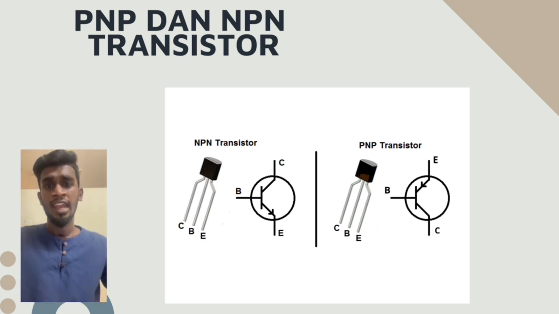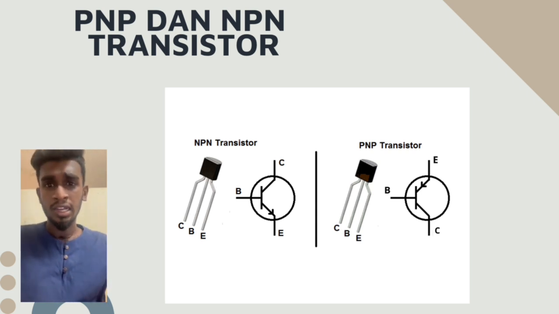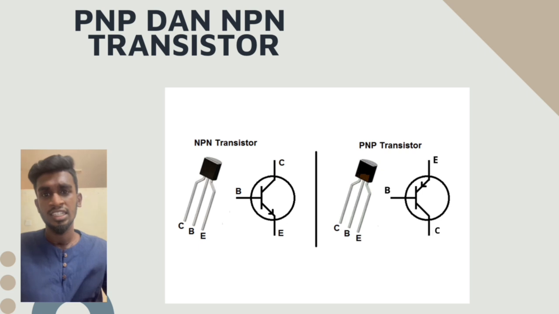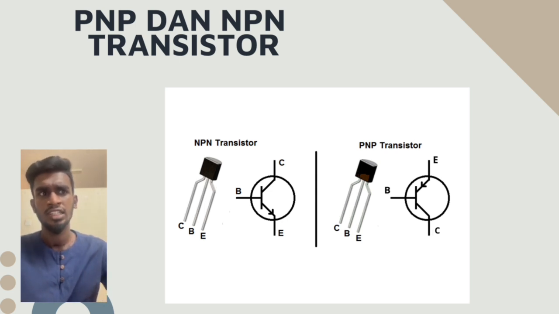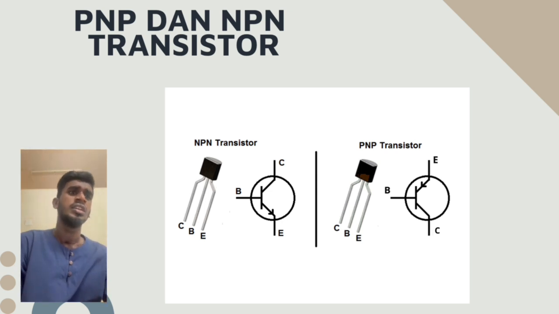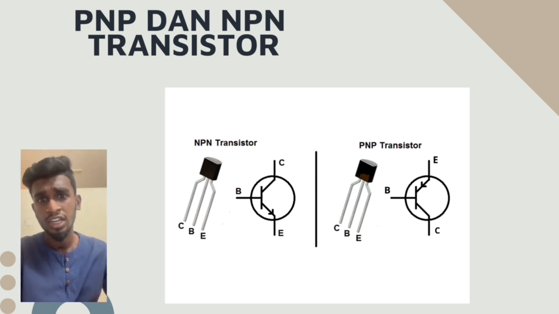PNP and NPN are two types of bipolar junction transistors which are used for switching and amplification in electronic circuits. They are made of three semiconductor layers and have three terminals: emitter, base, and collector.